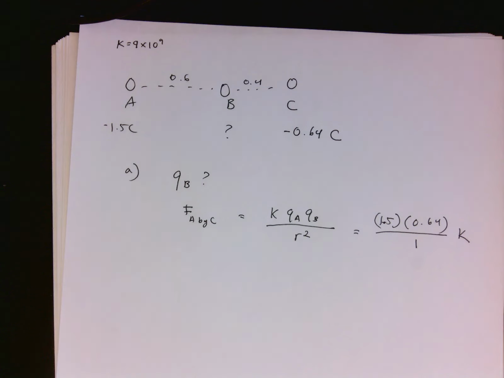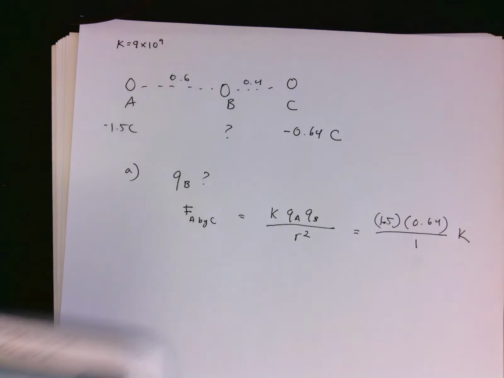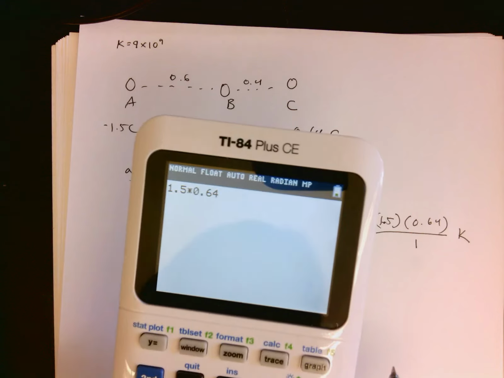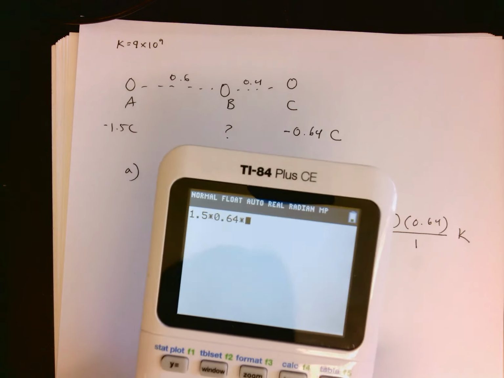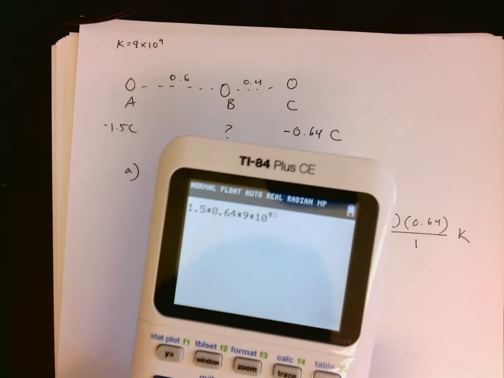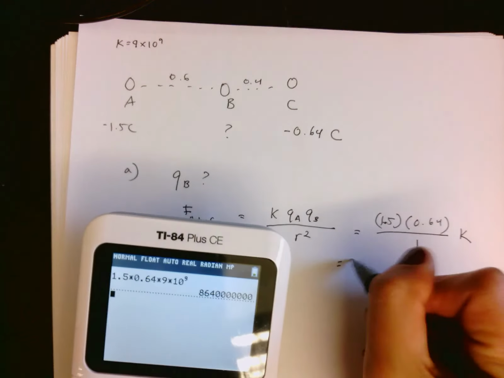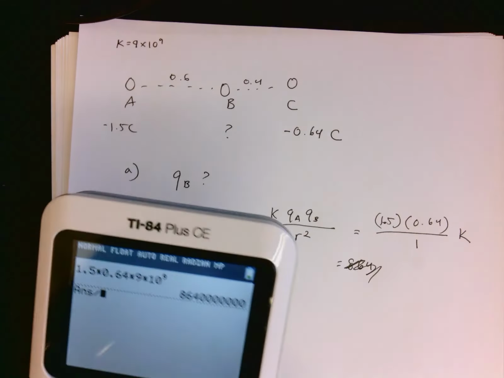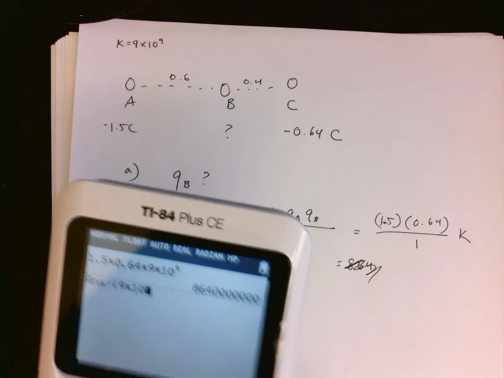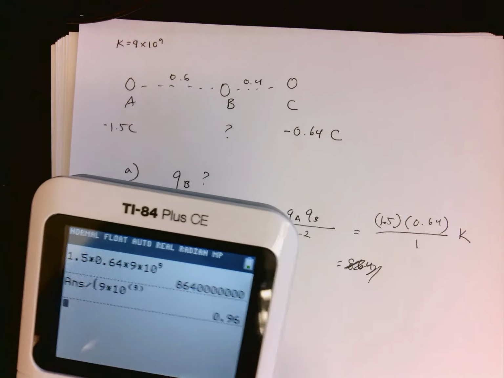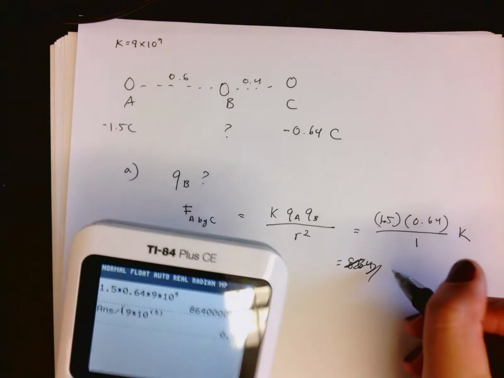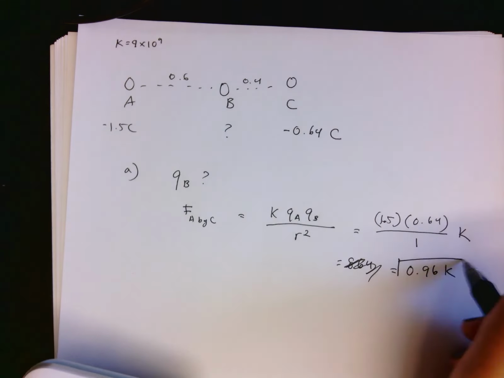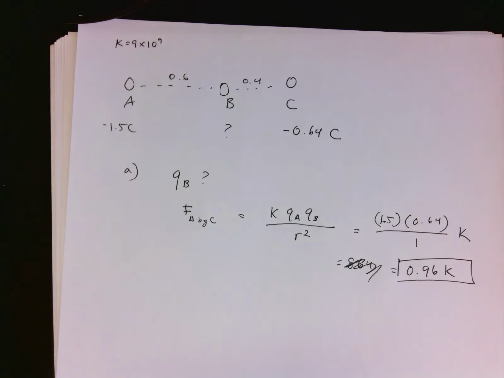So let's just calculate that for a sec. You can see 1.5 times 0.64, and we know K is 9 times 10 to the 9th. So that's equal to 864, or actually we don't even need to plug in K, so we'll just call it 0.96 K. So that's the force of C on A, and it's repulsive.